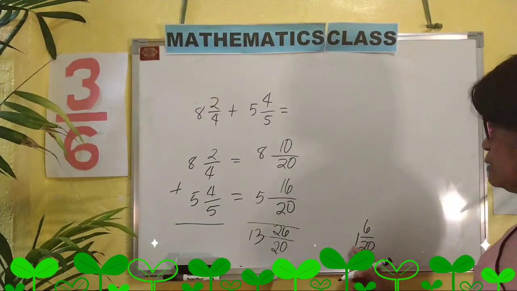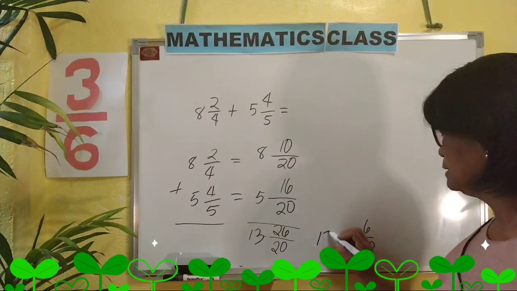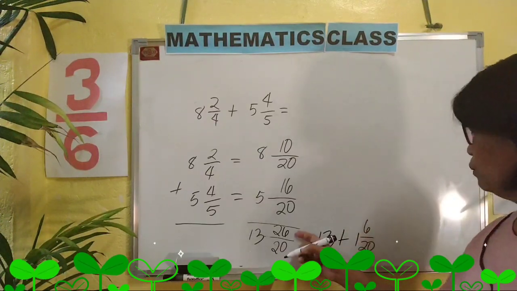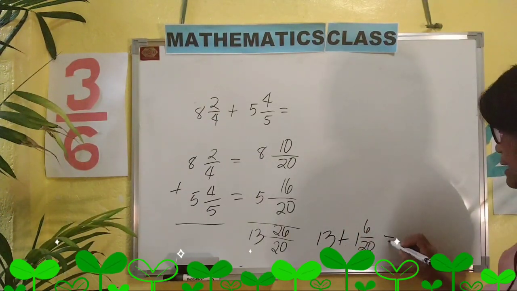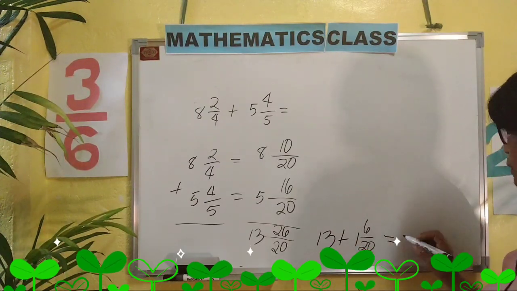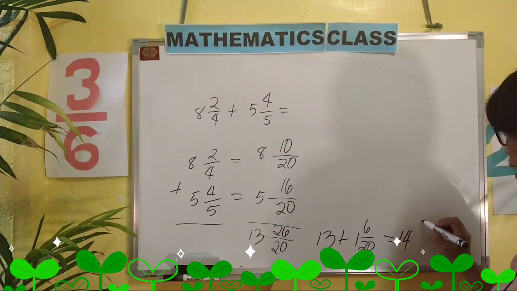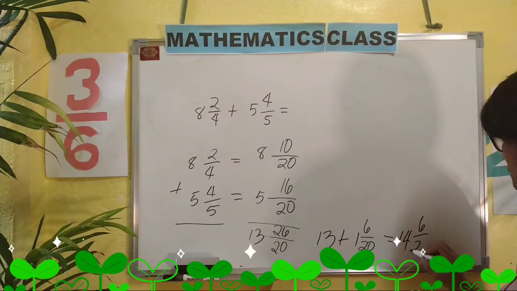So, we need to add this to 13. 13 plus 1 and 6/20 equals 13 plus 1 equals 14, and 6 over 20.